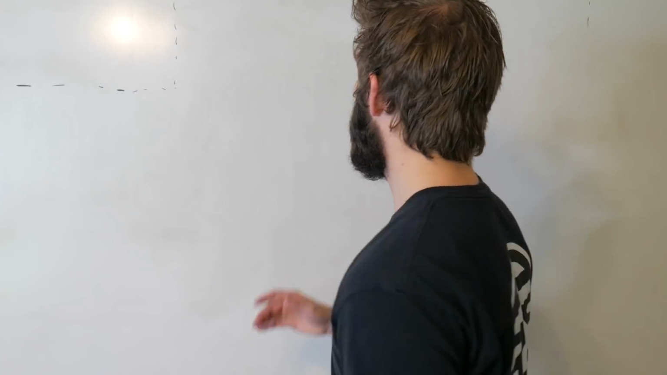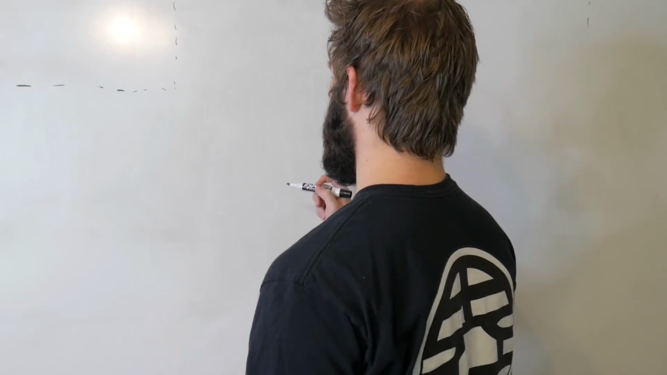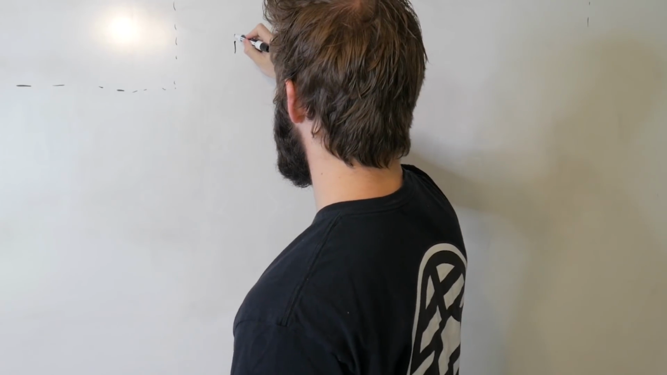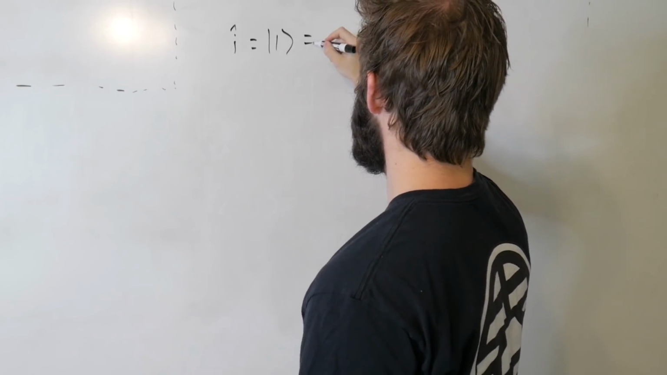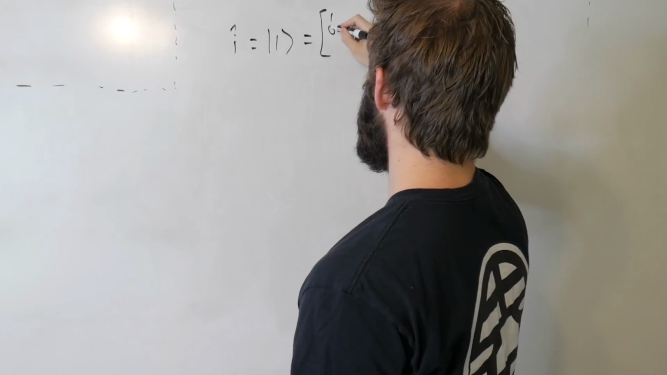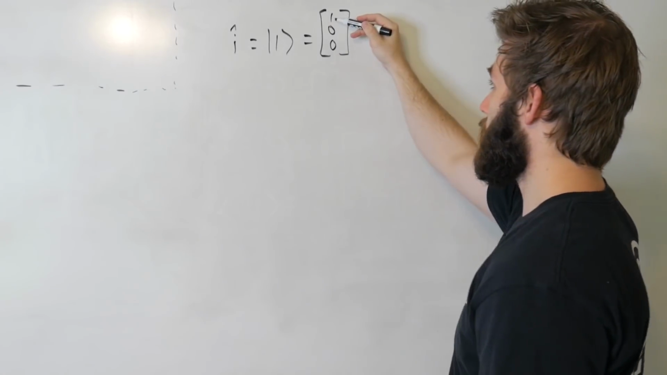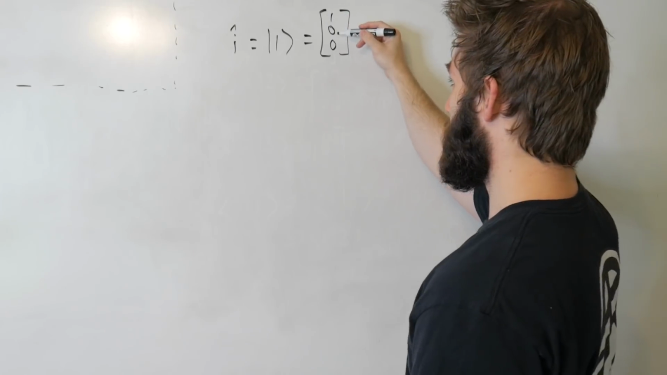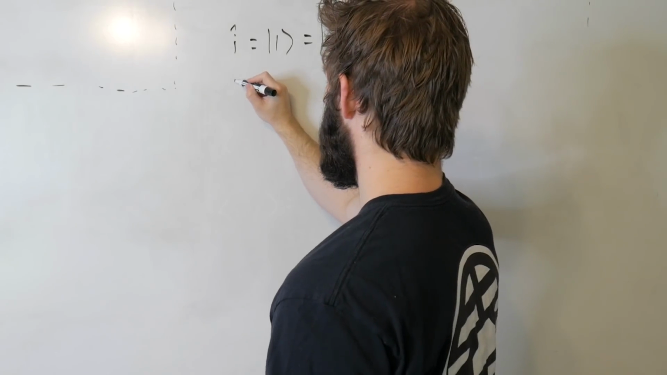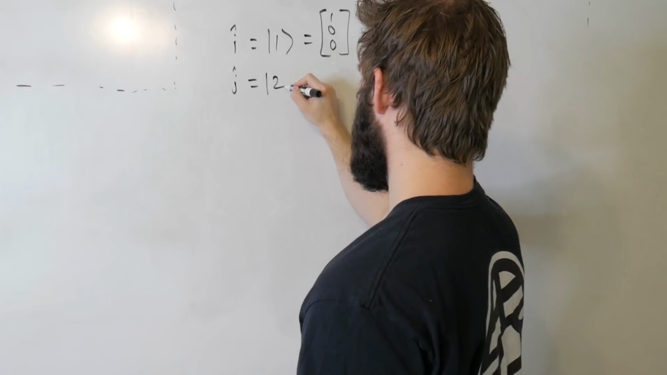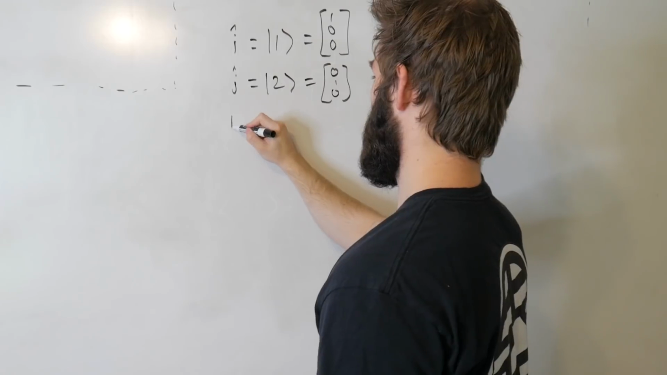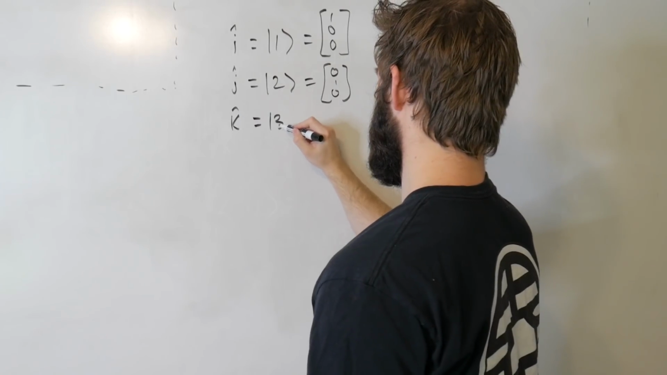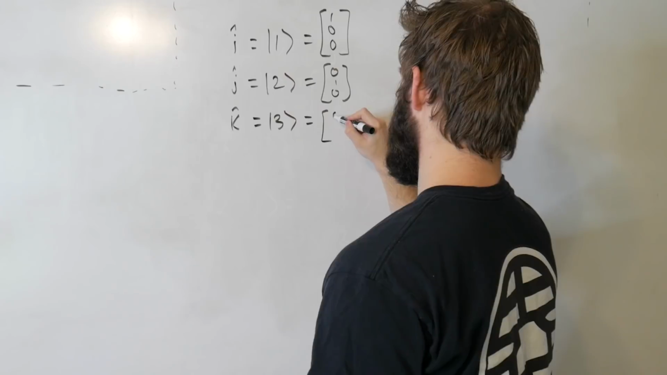And we can also express our very familiar unit vectors in terms of column vectors. So let's stick with Cartesian coordinates. So we have i hat equals state 1, which is equal to 1, 0, 0. It's unitary in the first component, the x component, and 0 for the others. j hat, state 2, is 0, 1, 0, and k hat is 0, 0, 1.